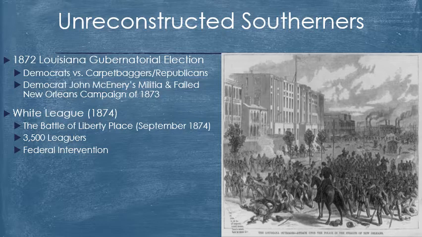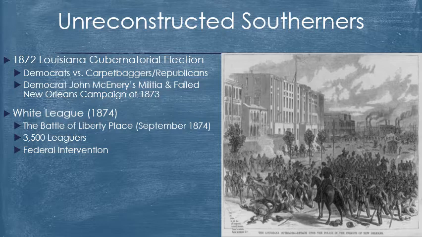Well, in less than half an hour, the White League defeated the Metropolitan Police. More than 30 people were killed in the battle. Afterwards, the White League controlled the city, and this included control of City Hall, the State House, and the Arsenal, and this, in short, allowed McEnery to take control of the state.